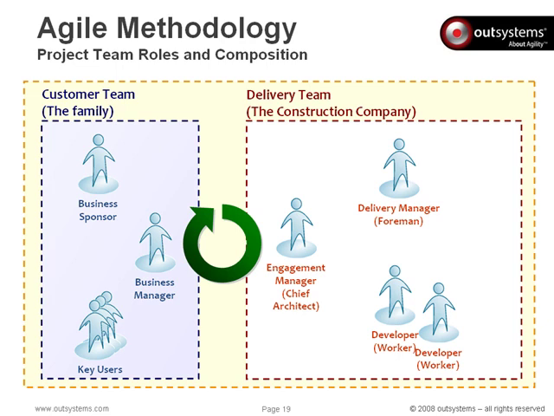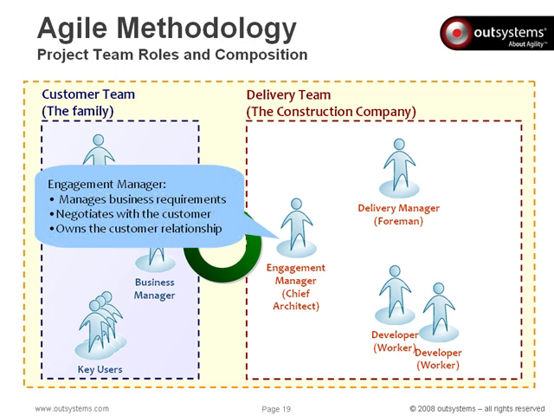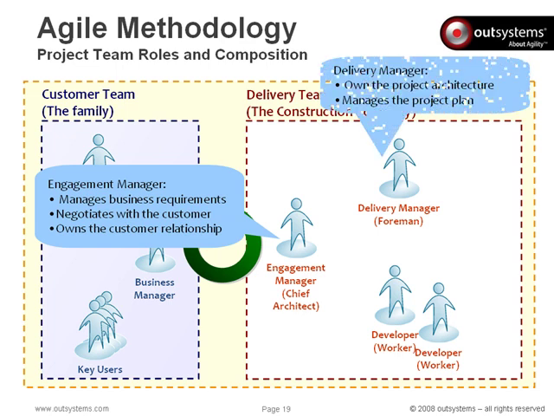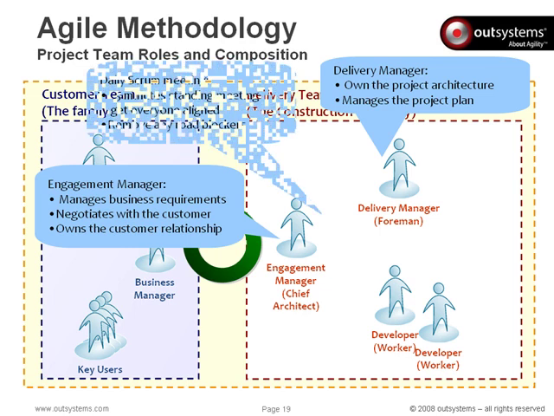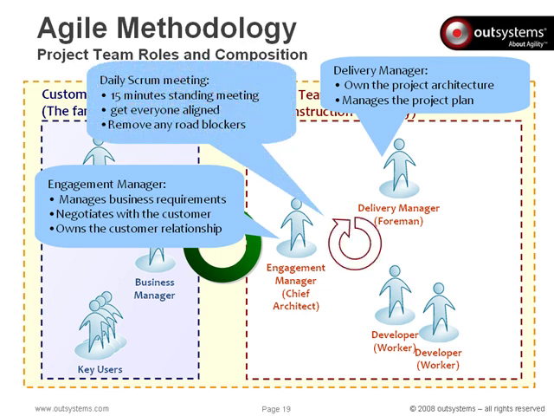On the development side, the engagement manager is primarily responsible for driving project requirements and owns the business relationship with the customer. The delivery manager owns the project architecture, manages the project plan, and keeps the developers all aligned. Delivery team alignment is accomplished with a daily Scrum meeting. This is a 15-minute standing meeting to make sure that everyone is aligned with the project and roadblocks are removed.